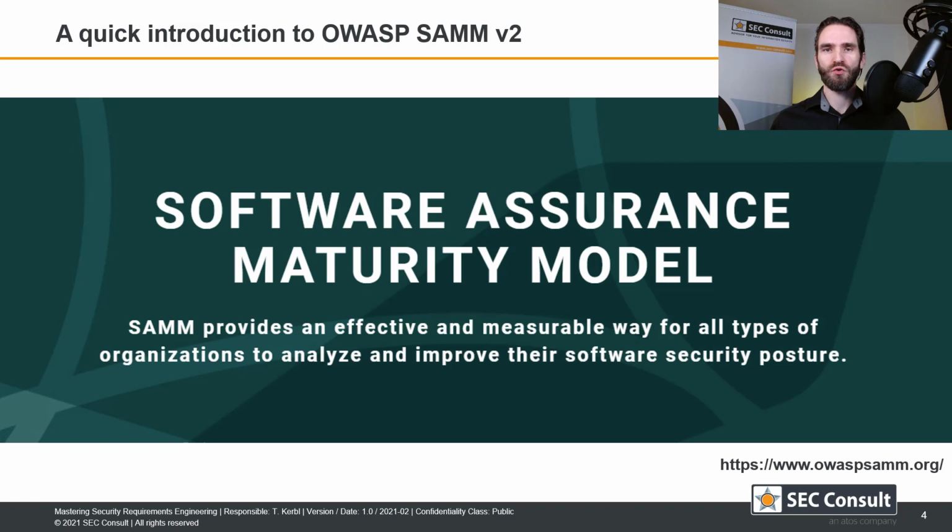OWASP SAMM version 2 was released last year in January, almost 1 year ago. It introduced many new activities, especially concerning DevOps. The goal of OWASP SAMM is to show you the current maturity level of your security activities when it comes to secure software development, but also to give you a roadmap how to improve your practices so you can reach the desired maturity level.